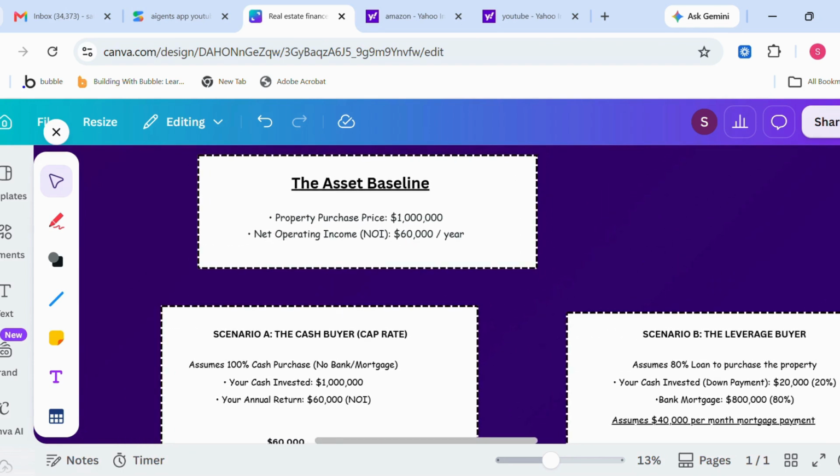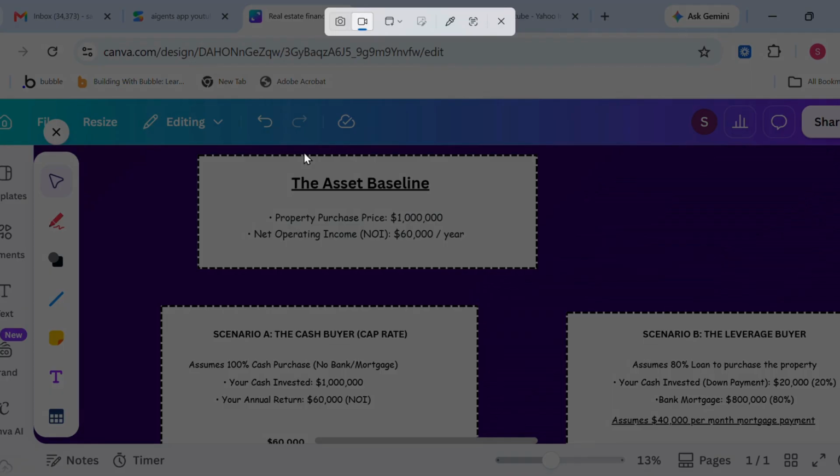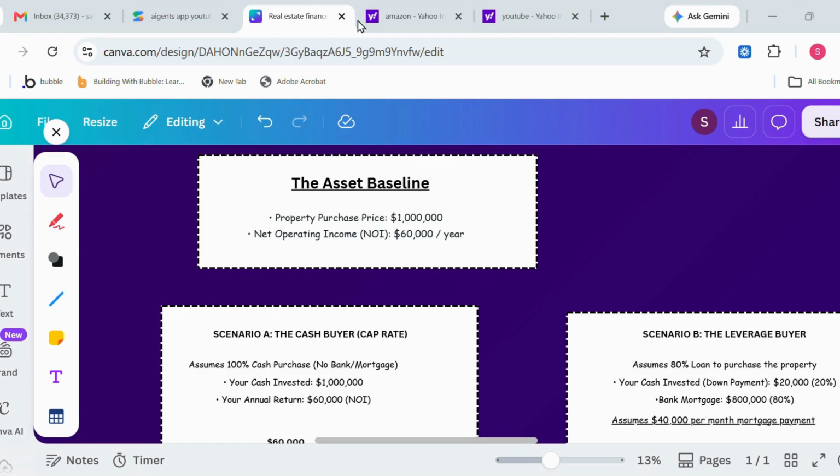So how do you get 60K? You divide your 60K by $1 million and you get a 6% return. This is a 6% cap rate. That's your engine power.